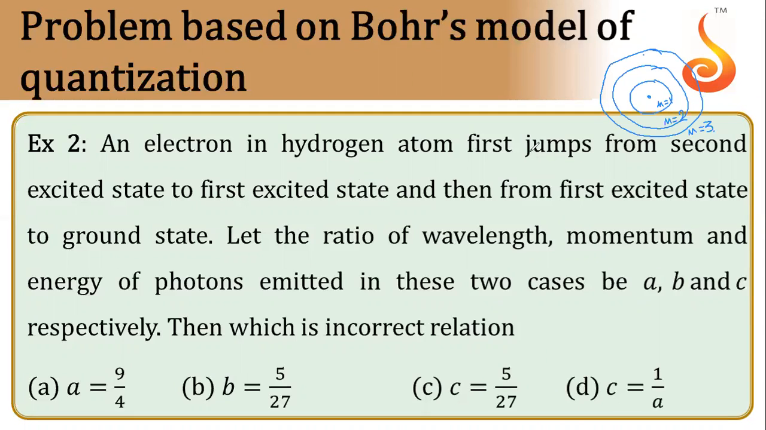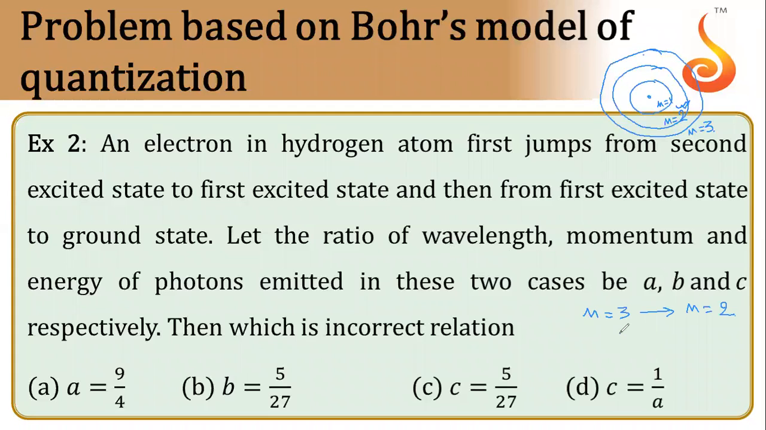So in this case, the electron jumps from the second excited state, meaning n is equal to 3, to the first excited state, meaning n is equal to 2. So the electron is jumping from n equals 3 to 2. Now we are supposed to calculate the ratio of wavelength, momentum and energy of the photons, and find the relation between A, B, C and what their values are.